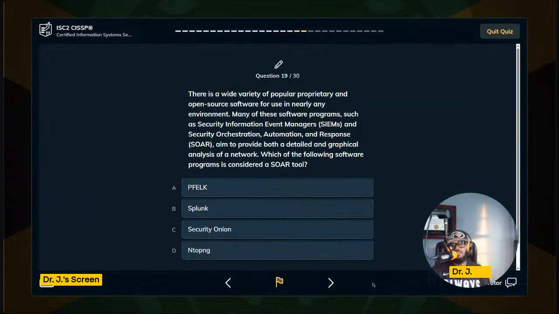There's a wide variety of popular proprietary and open source software for use in nearly any environment. Many of these software programs, such as security information event managers or SIEMs, and security orchestration, automation, and response or SOAR, aim to provide both a detailed and graphical analysis of a network. Which of the following software programs is considered a SOAR tool?